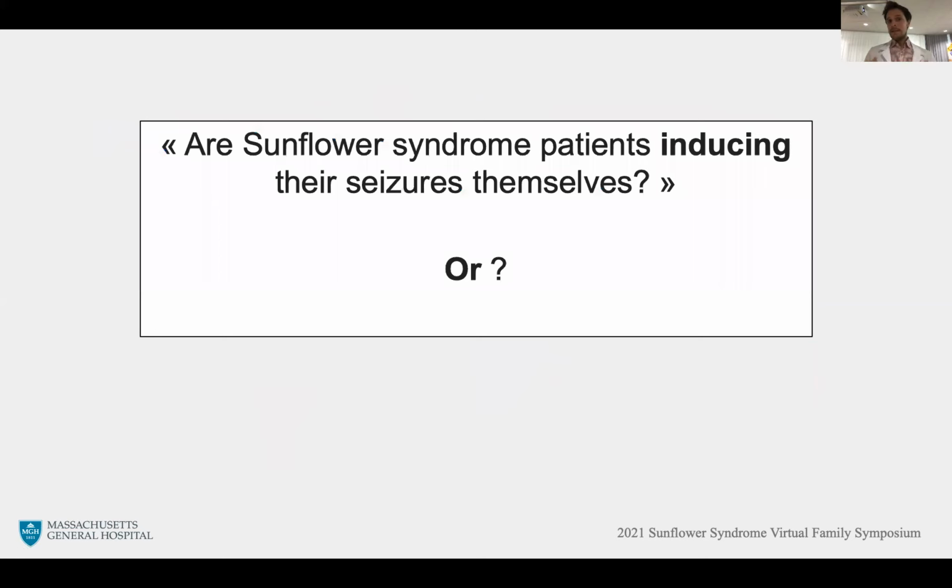The major topic of my research was: are these patients with sunflower syndrome inducing their seizures themselves? We always have this hand waving, these typical movements, and a lot of people have been saying that it's inducing or mimicking a stroboscopic effect, and that's why it's self-induced, but we want to investigate this question.